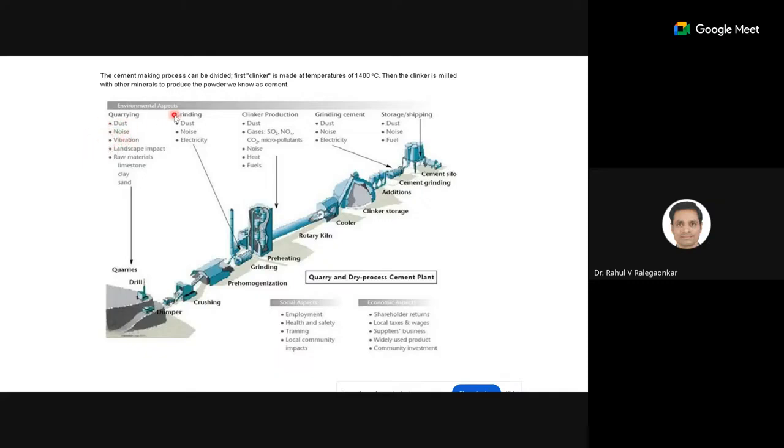Now here it is shown that there is no dust, no soil, no vibration, landscaping impact, and the raw material limestone is not near the particular products where they are lying. Secondly, we are also talking about the grinding, that is, you have noise, dust, and electricity. In case of clinker production, they have SO2, CO2, and a couple of air pollution challenges which are mentioned, and then steps are also given.